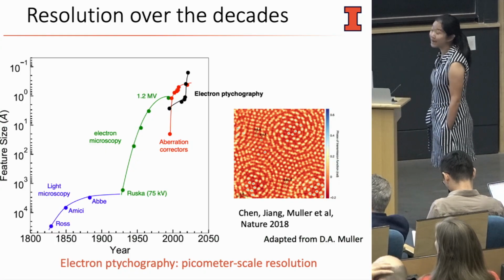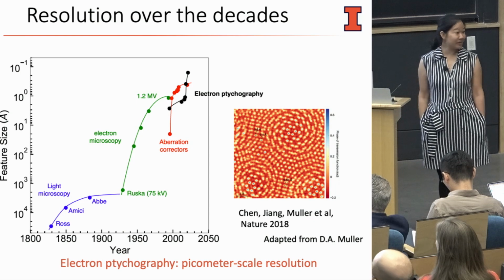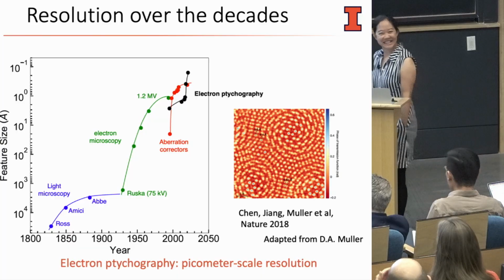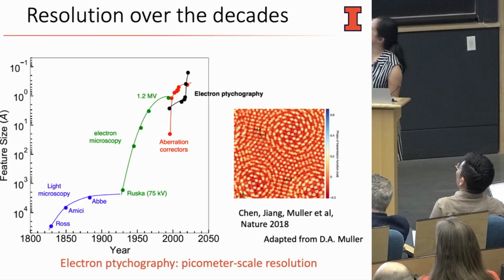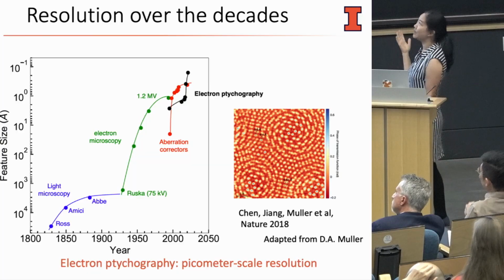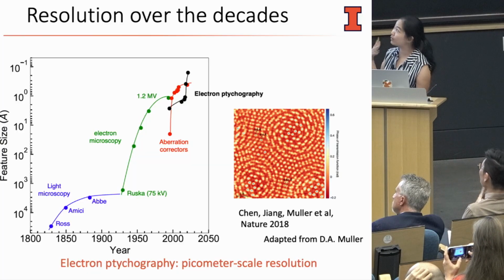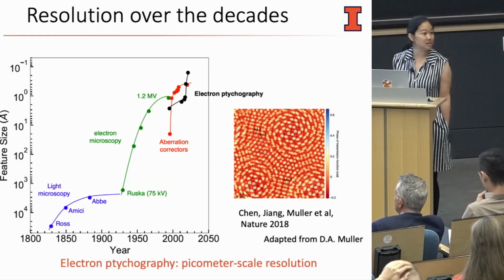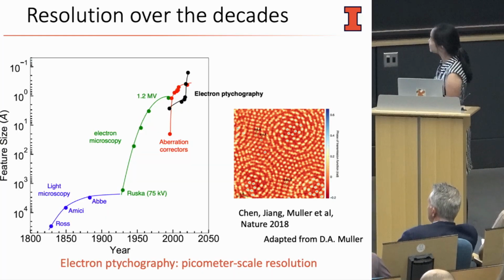Electron ptychography is now the highest resolution imaging method of any microscopy. Am I allowed to say that? I think so. In this plot of feature size versus year, you can see there have really been only, until now, 3 great revolutions where we have dramatically increased the resolving power of microscopes.